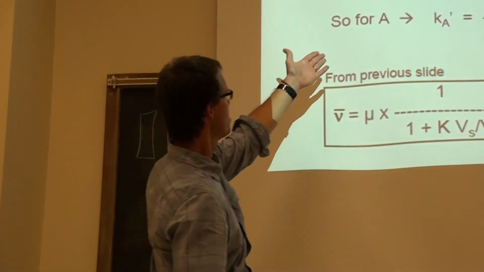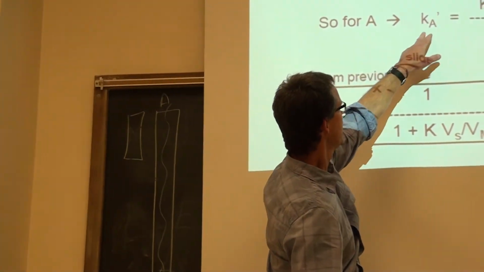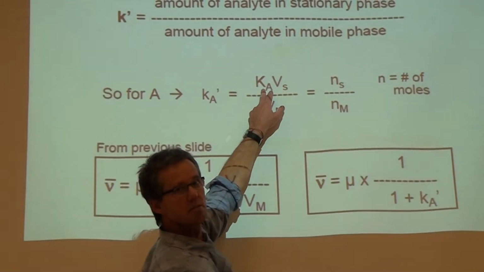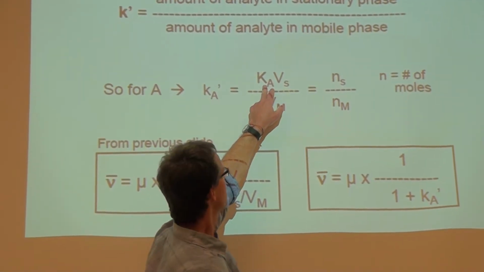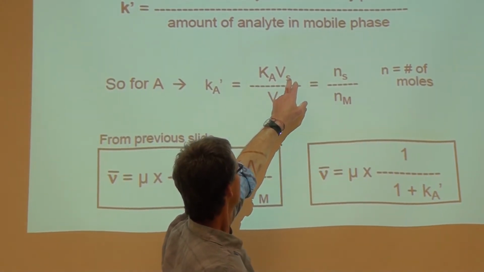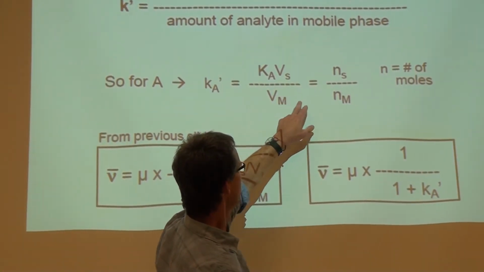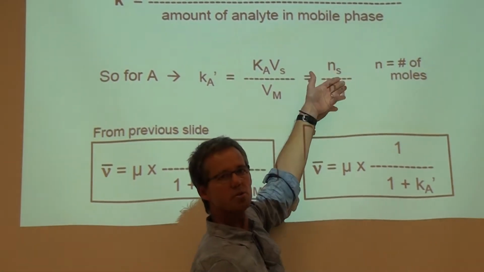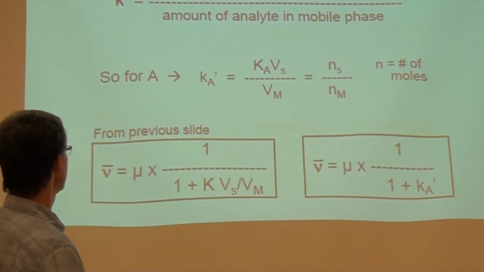And so we can say for compound A, that we can calculate a retention factor for A by knowing the partitioning coefficient, right, which we don't quite know yet. It's theoretical. And then look at the volume of the stationary phase and the volume of the mobile phase. And when we go through that math, that's essentially just telling us the number of moles of each compound in each of those two phases, right?